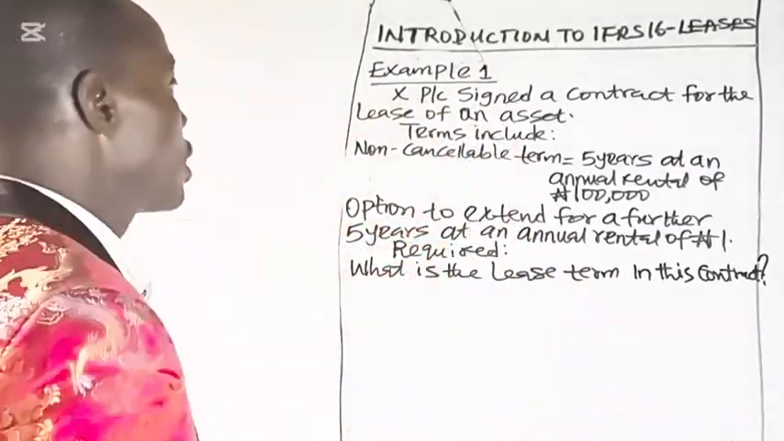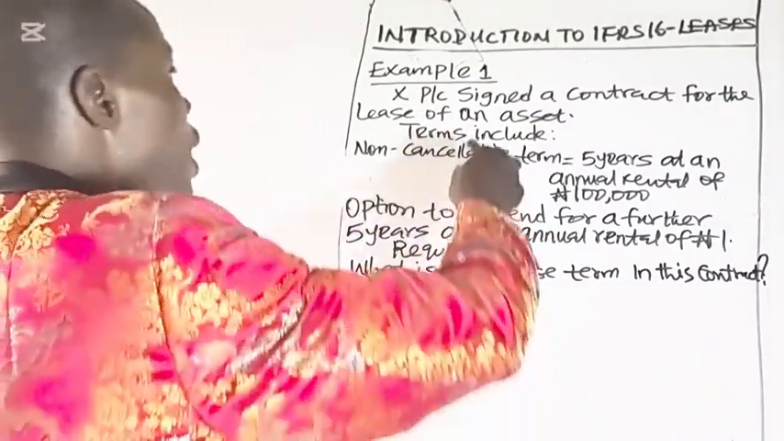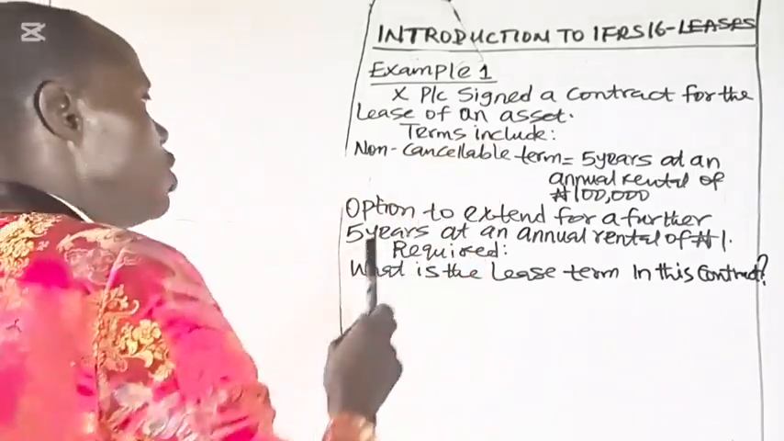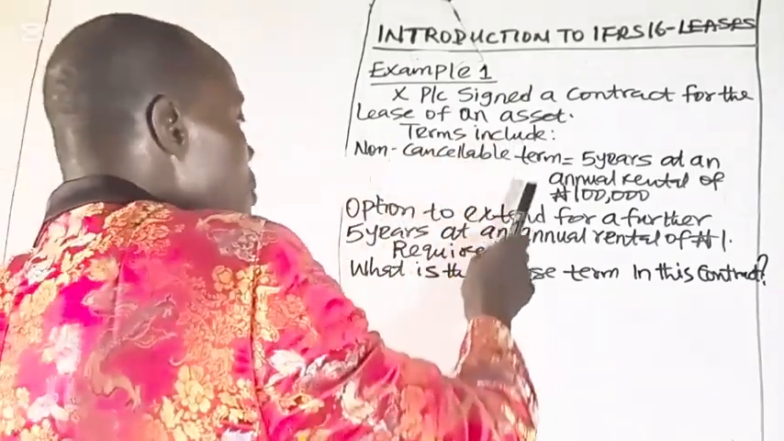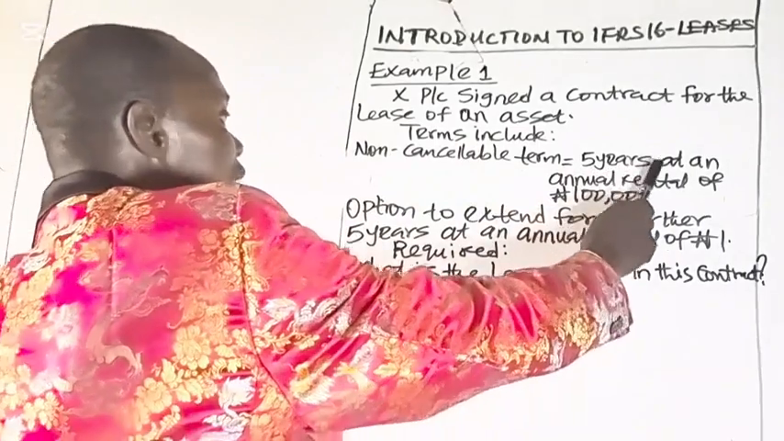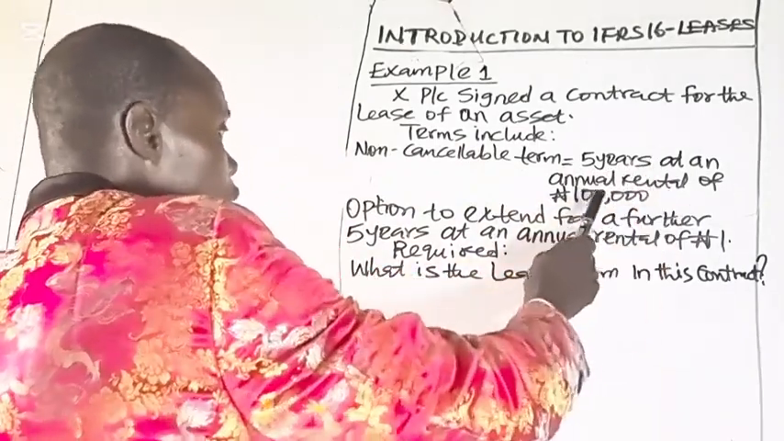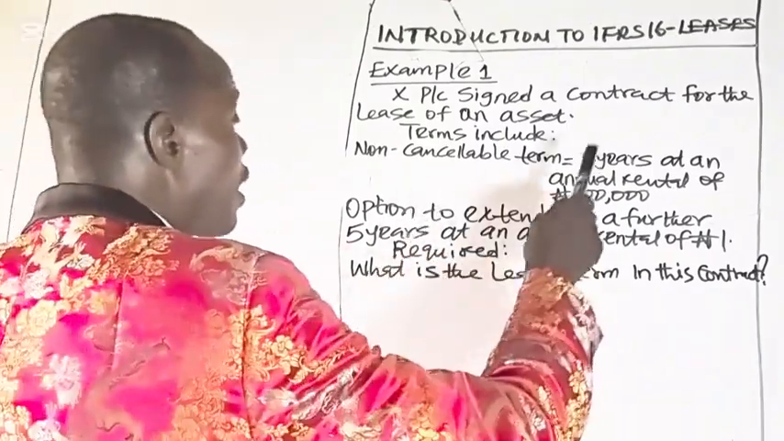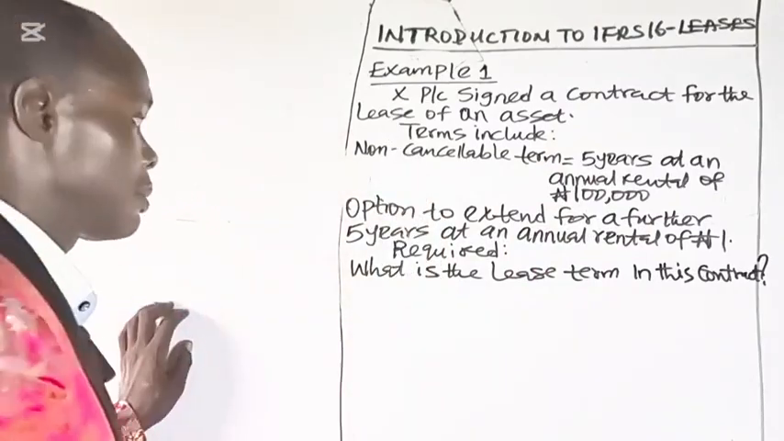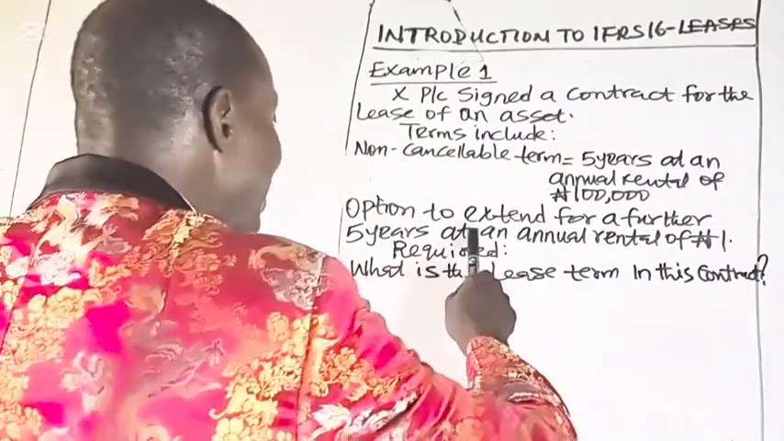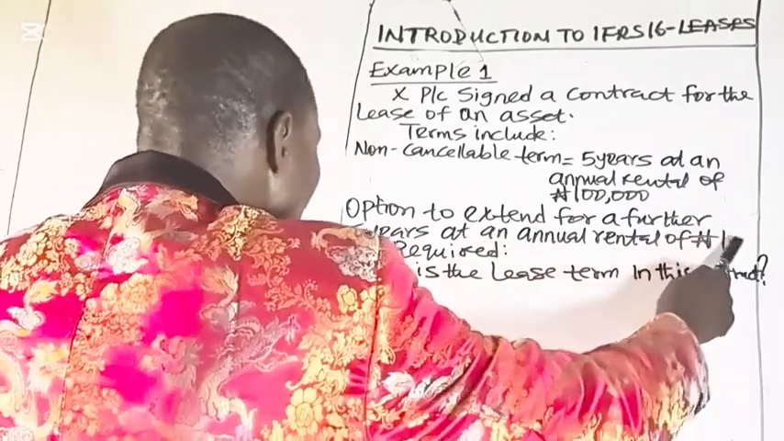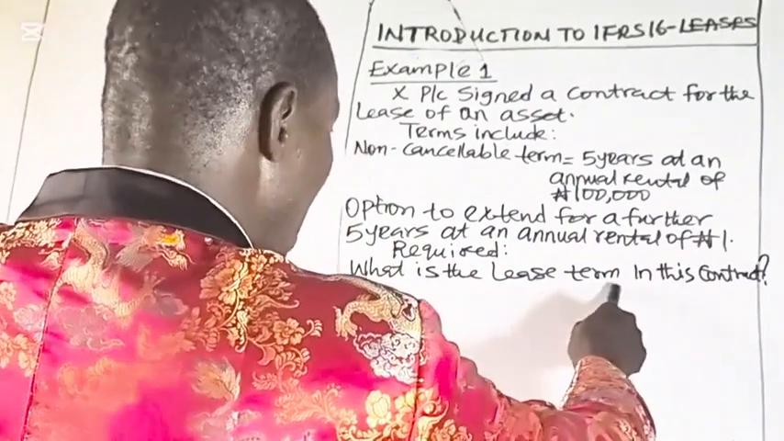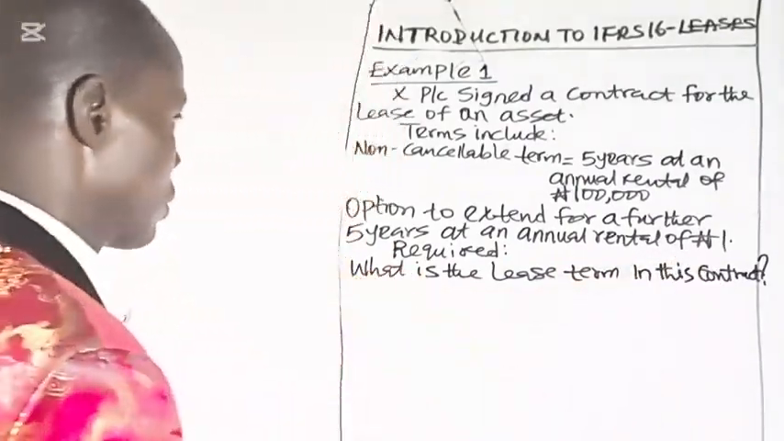XPS signed a contract for the lease of an asset. Terms include a non-cancelable term of 5 years, at an annual rental of 100,000 naira. Option to extend for a further 5 years at an annual rental of 1 naira required. What is the lease term in this contract?